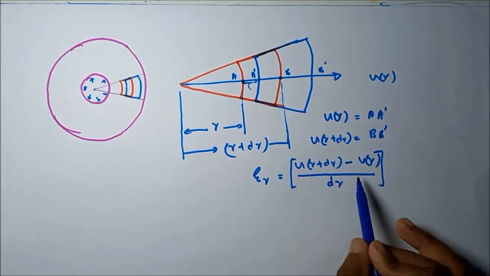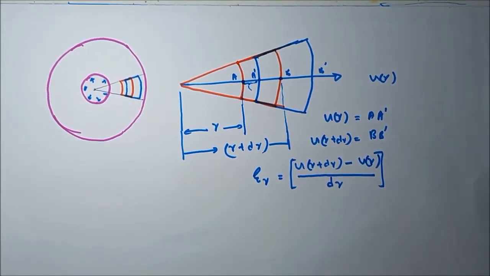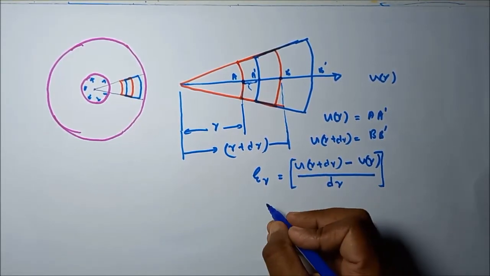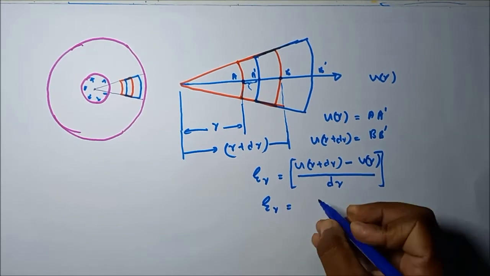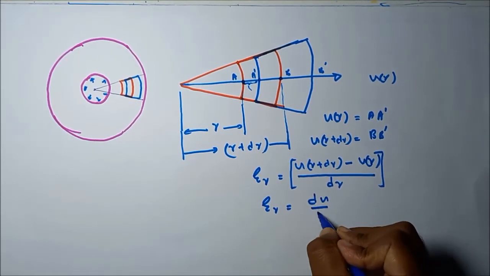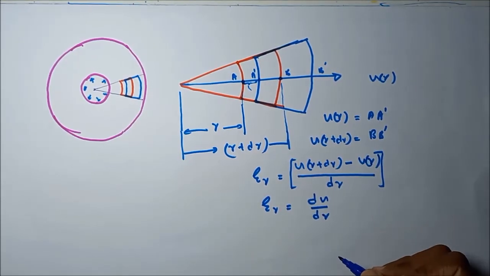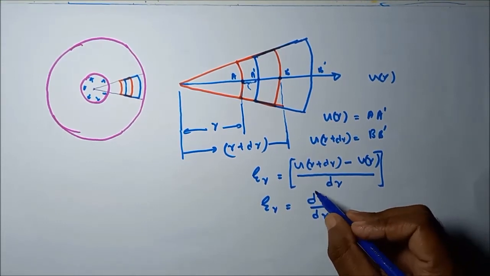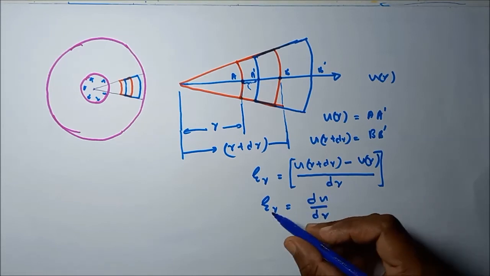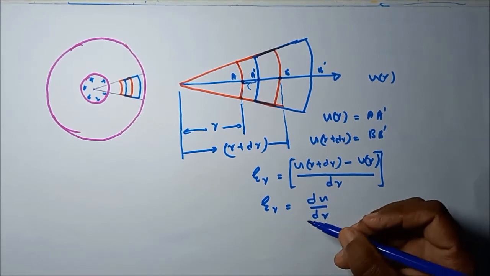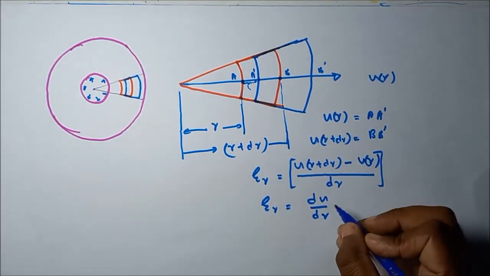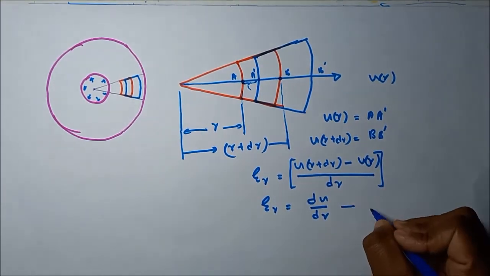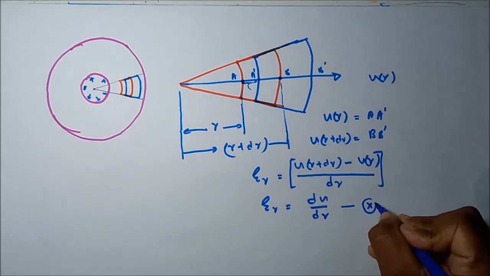From the basics of derivation, epsilon r is equal to du over dr. This is the derivation of the displacement function, that is equal to the strain in the r direction. Let's take this equation as x.